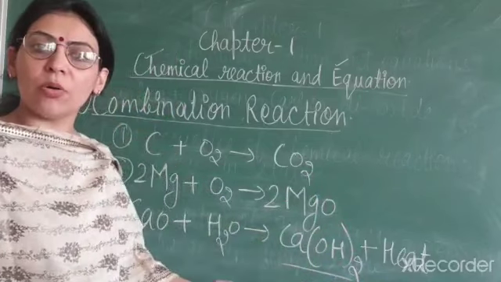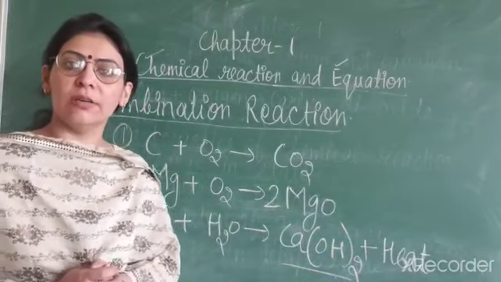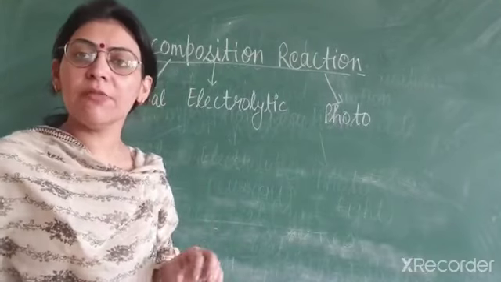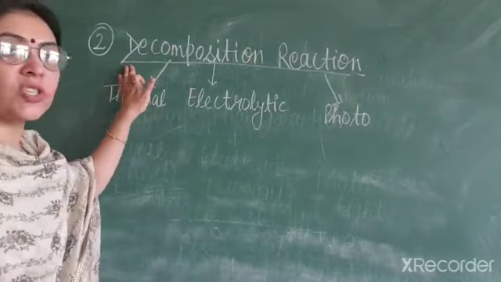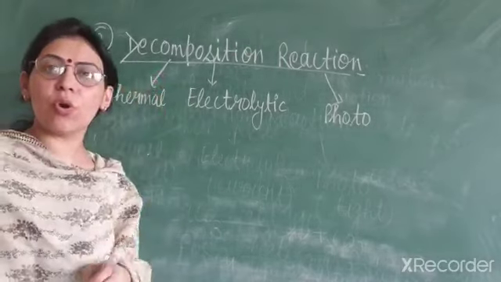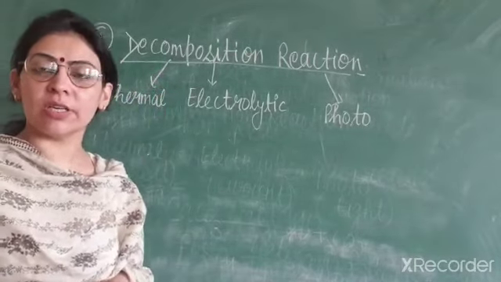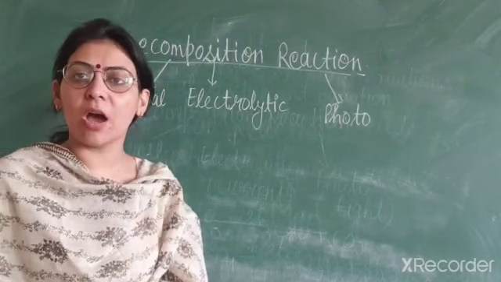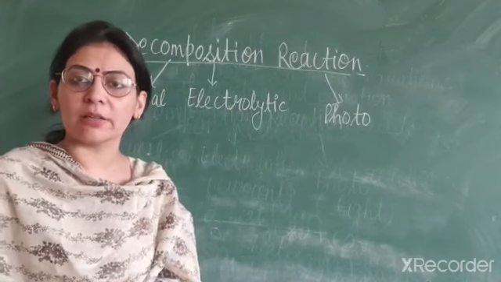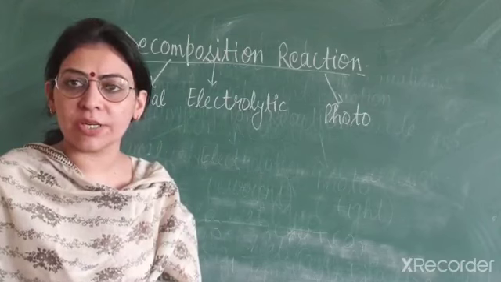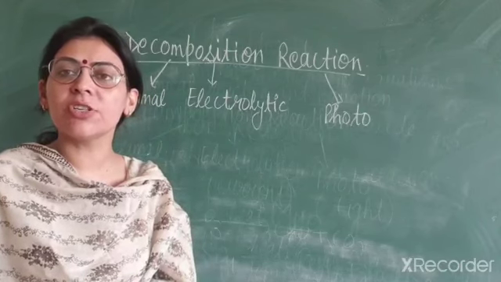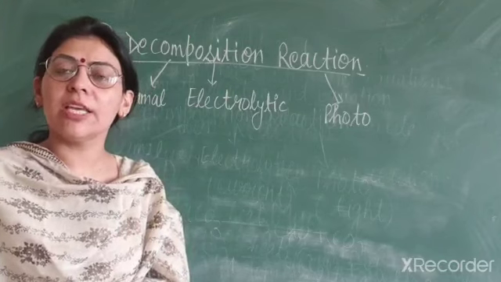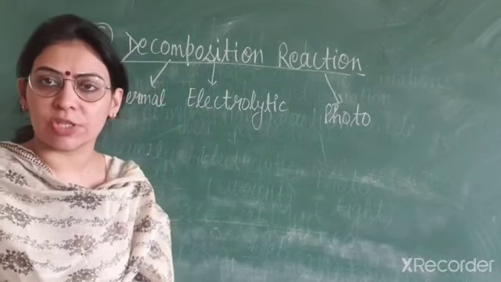This was all about the combination reaction. Till now we have discussed the combination reaction. Second, we are going to start the decomposition reaction. So firstly, we should know what is decomposition reaction. The reaction in which a single substance breaks down into 2 or more products is called the decomposition reaction. In decomposition reaction, the breakdown or splitting up of substance takes place.